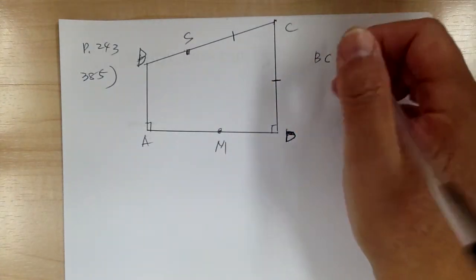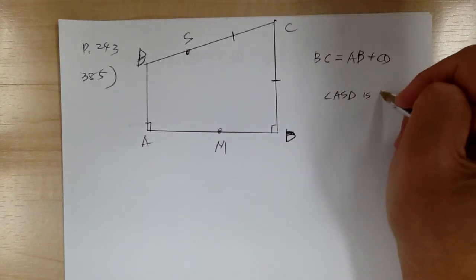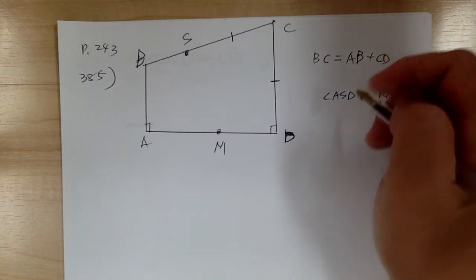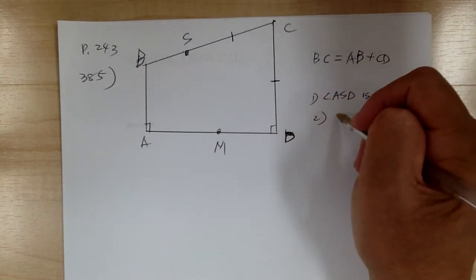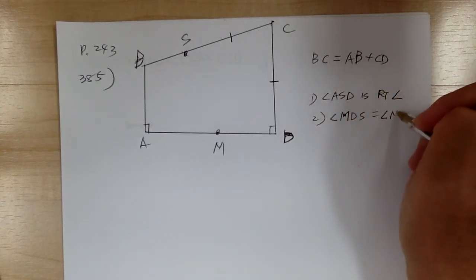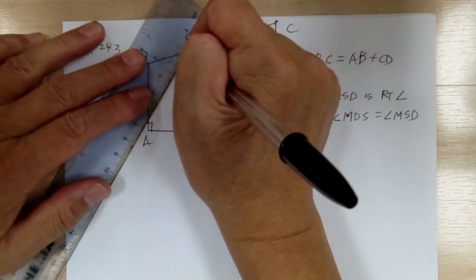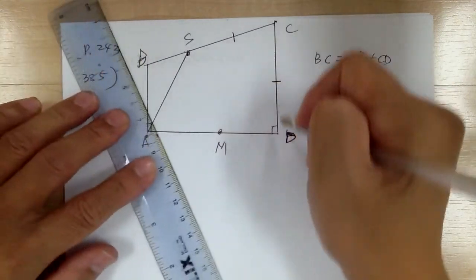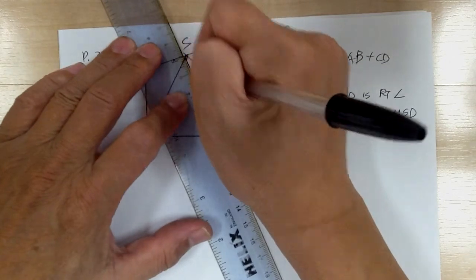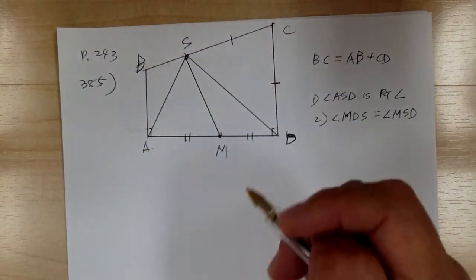Okay, so you want to prove that angle ASD is a right angle. And then second, you want to prove that angle MDS equal to angle MSD. Okay, so let's go and draw extra lines over here. This is the midpoint, so we know that this will be congruent, right?